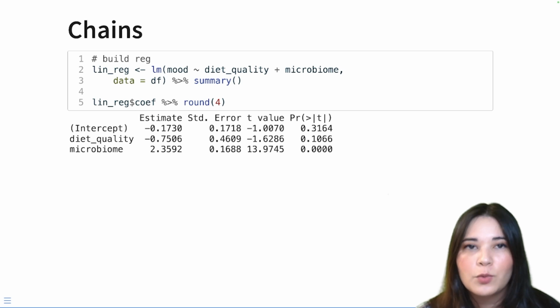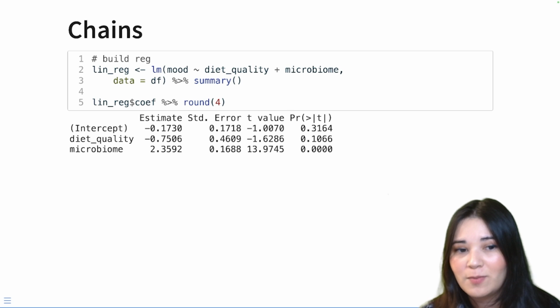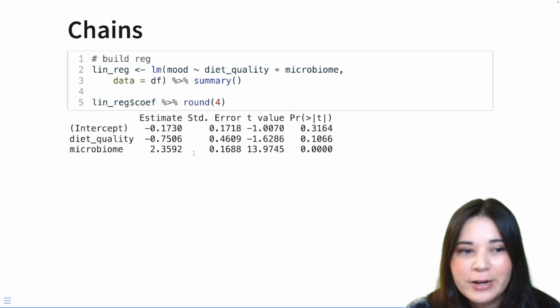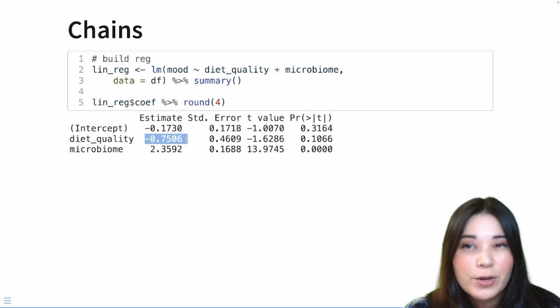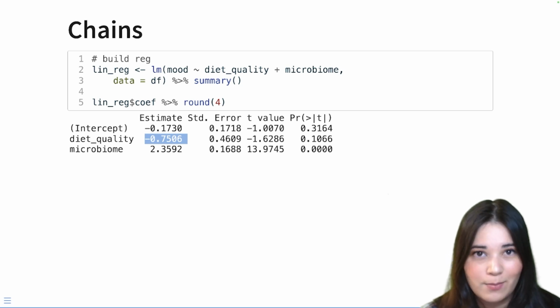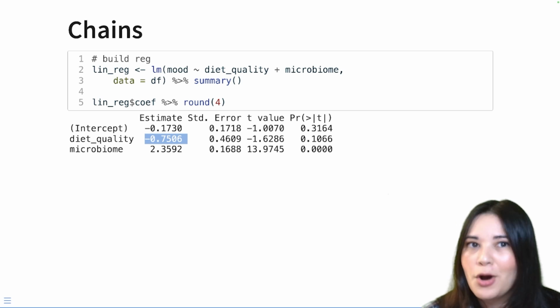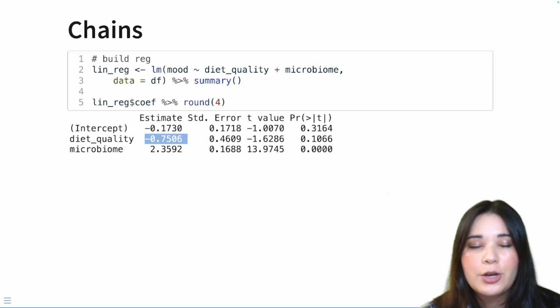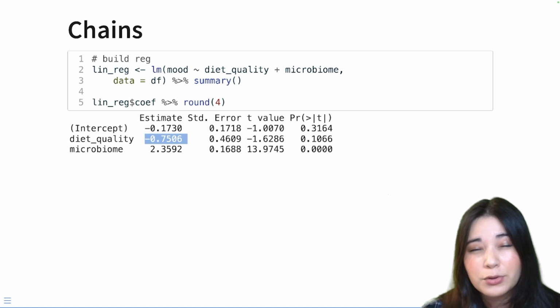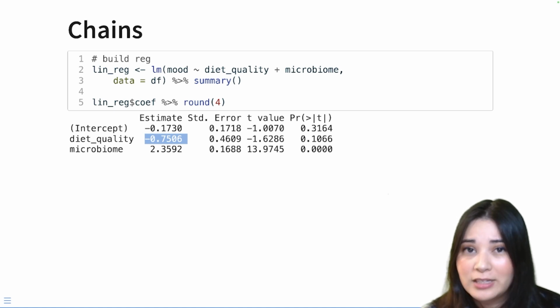So this is what happens when we look at the effect of diet quality on mood after accounting for the effect of microbiome. We get a very near 0 coefficient estimate of diet quality, meaning that if we already account for the effect of microbiome, diet quality has very little impact on people's mood. And that makes sense because we generated the data and we know that that's true. Since diet quality only affects your mood through your microbiome and not directly, then if we already account for microbiome, there should be little to no effect of diet quality itself.